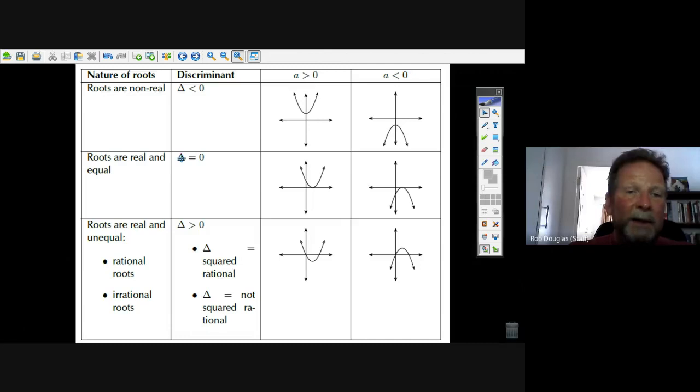If the delta is equal to 0, then you have one root. And if we graphed it, the parabola is just touching the x-axis in one place. But if the roots are real and unequal, they could be rational or irrational, but what you've got is a parabola that's cutting the x-axis in 2 places. That just sort of helps. I think the parabola helps you to see the roots or think about them.